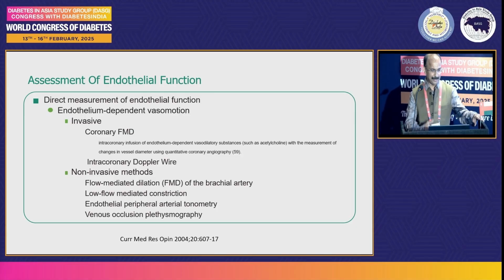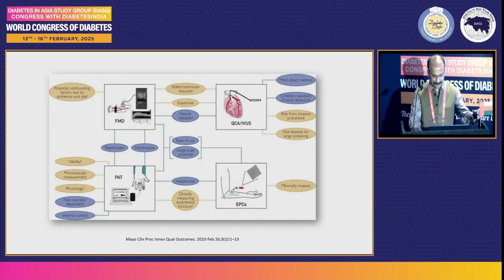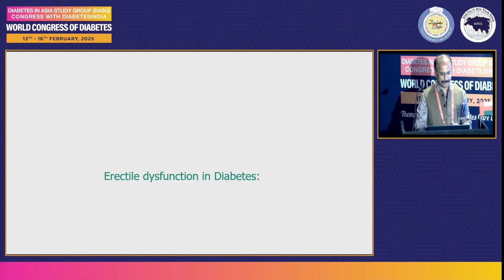And we can assess endothelial function by direct methods like invasive coronary flow mediated dilatation measurement, or non-invasively by flow mediated dilatation of the brachial arteries, or by measuring circulating markers of the endothelium, or by non-invasive imaging techniques. And this is the diagrammatic representation of the various modalities to assess endothelial function.